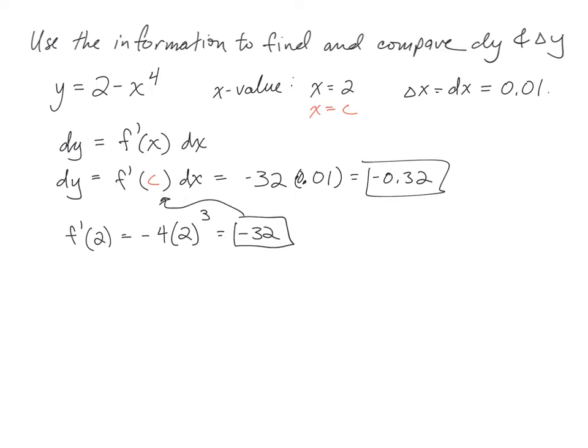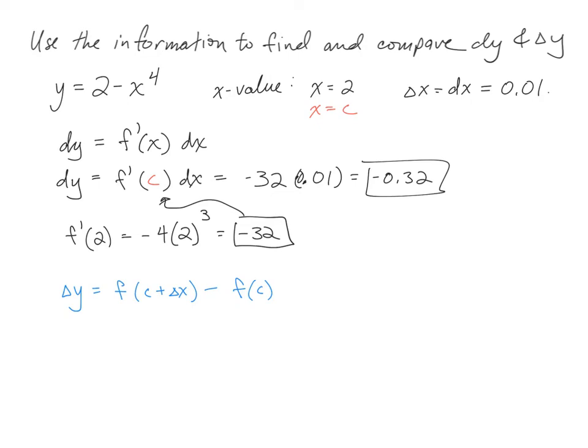So here we have found the change in y along the tangent line between 2 and 2.01. That change in y is negative 0.32. To find delta y, which I'll do in blue down here, all we have to do is subtract f of c plus delta x minus f of c.